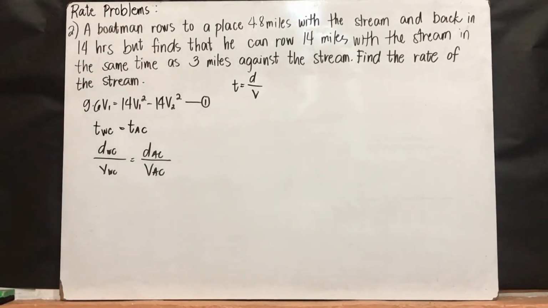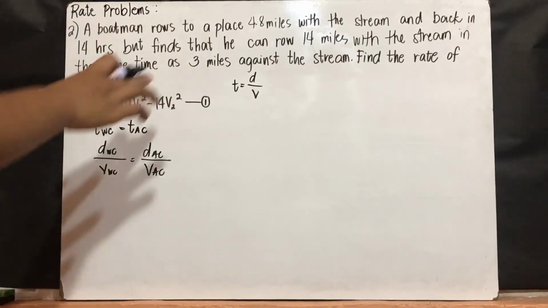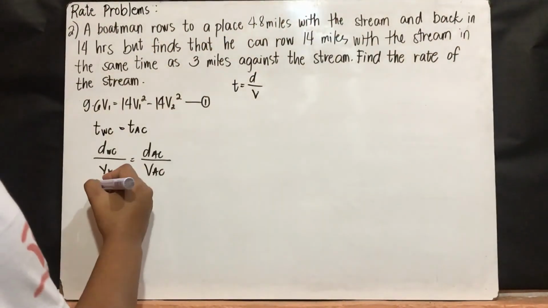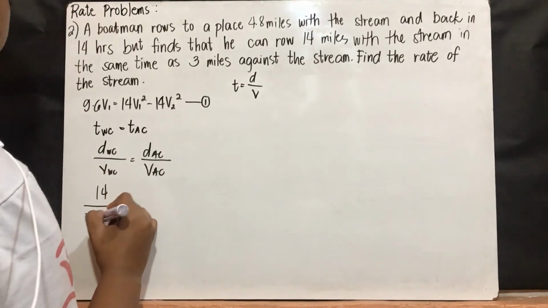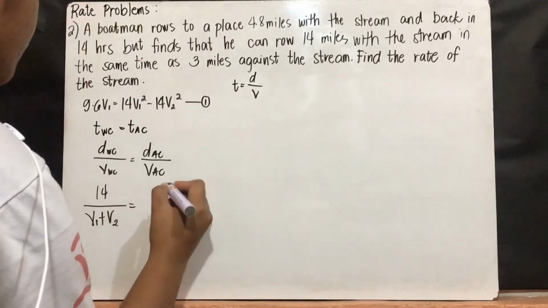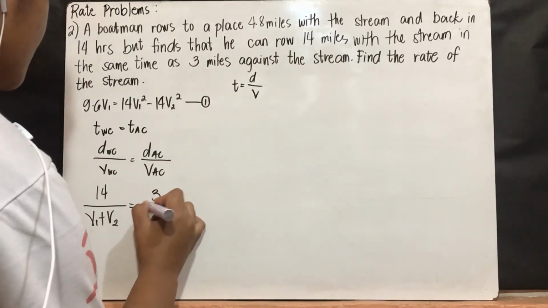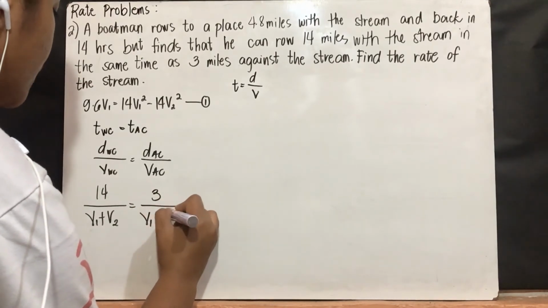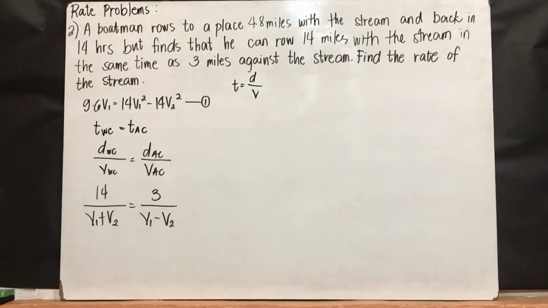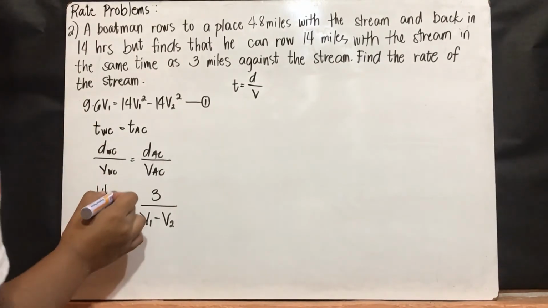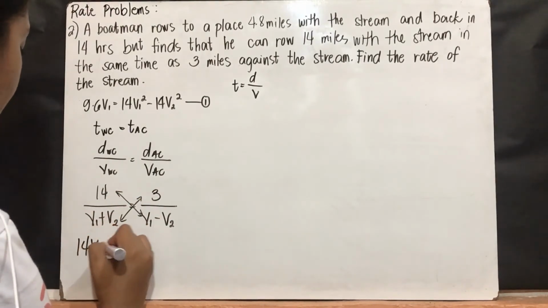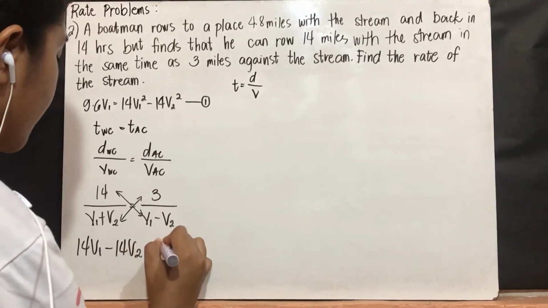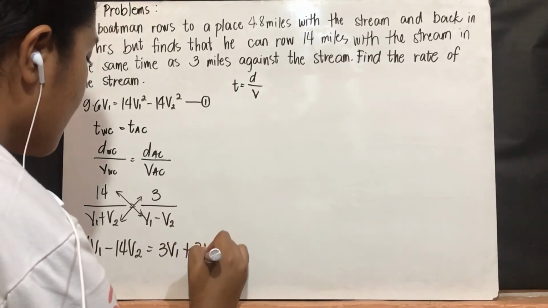Now, yung distance na niya is hindi na siya magkapareho, though given naman. So, this will be equal to 14 miles with the stream. So, ibig sabihin, this is 14 over velocity with the current. We have V1 plus V2, given yan kanina, equal to 3 miles against the stream. So, distance is 3 miles. And then, V1 minus V2. Ngayon, simplify natin siya. Cross-multiply. Okay, so this will be equal to 14 V1 minus 14 V2 equal to 3 V1 plus 3 V2.